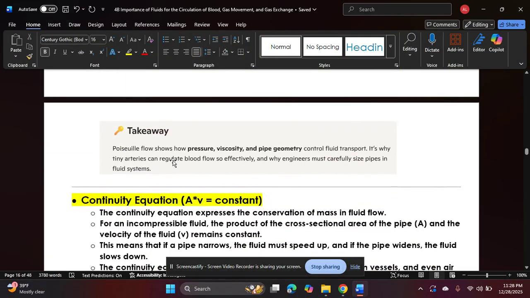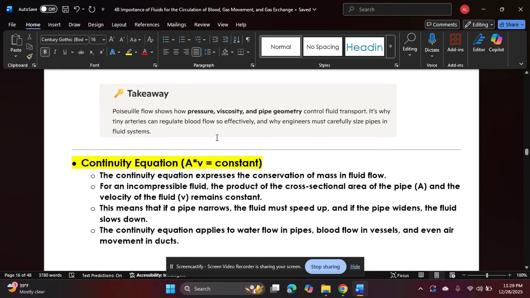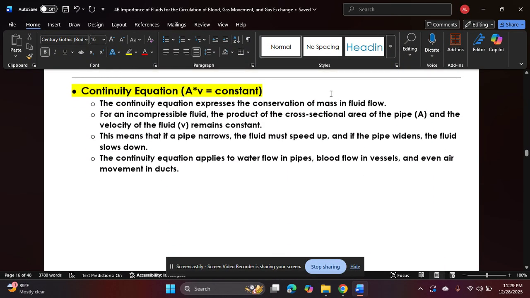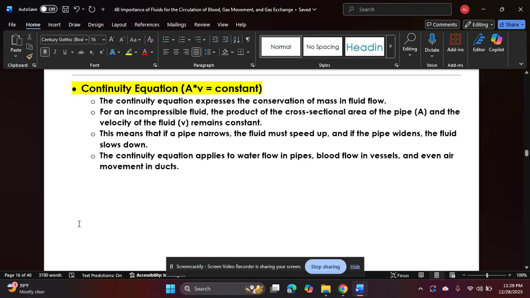Takeaway: Poiseuille's flow shows how pressure, viscosity, and pipe geometry control fluid transport. It's why tiny arteries can regulate blood flow so effectively, and why engineers must carefully size pipes in fluid systems. Alright, so what is the continuity equation?